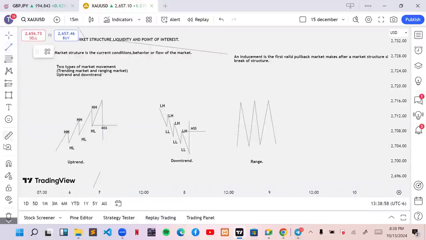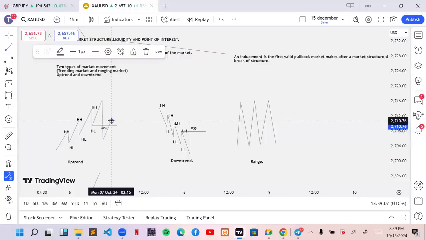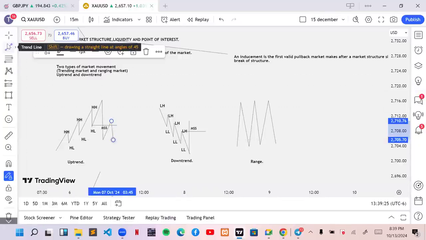So after the market structure shift, the market will now make a pullback towards the direction it shifted structure from. After making the pullback, it will continue the move. So if the structure shift was to the downside, it will make a pullback to the upside, then continue the move to the downside. What makes a pullback valid is that it has to cover at least 50% of the last move, or at least close to where the last move stopped.